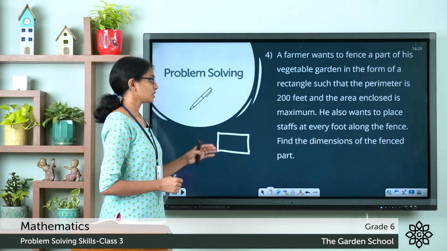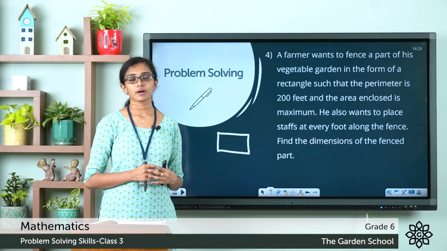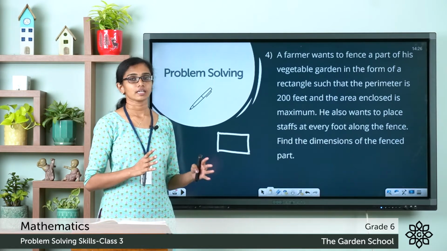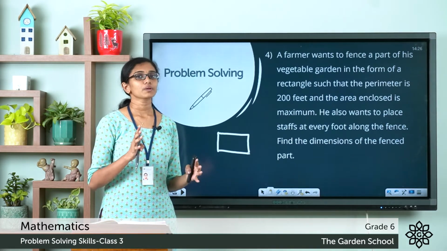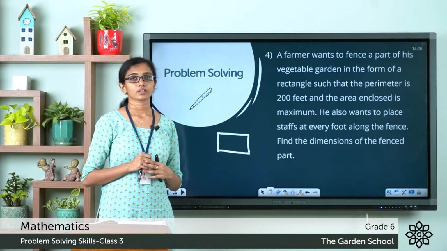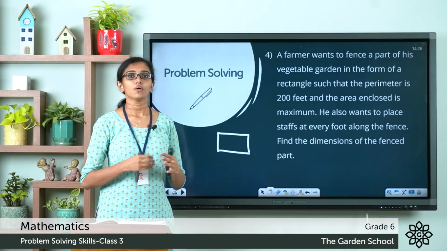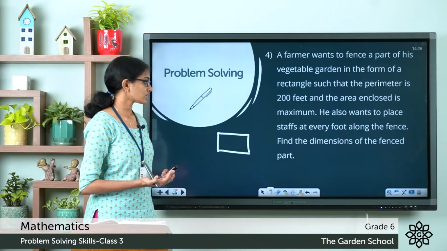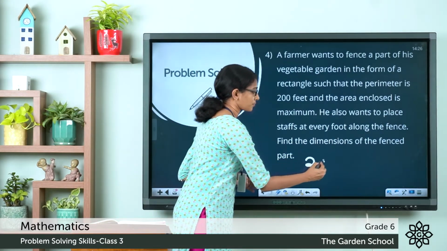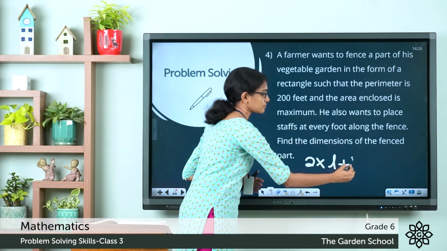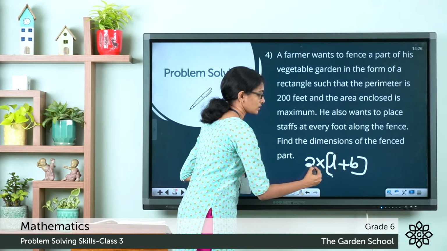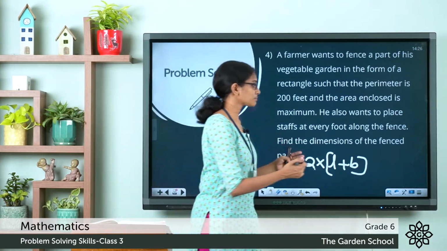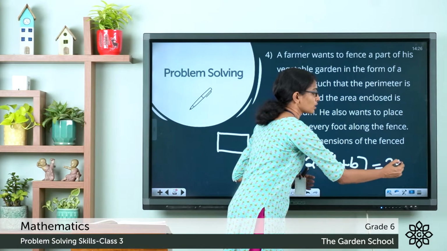Now, we have to find the dimensions of the fenced part. This means that we have to find out the length and breadth of this rectangular garden. We are given only the perimeter of the garden, which is 200 feet. Now, tell me what is the formula to find out the perimeter of a rectangle? It is equal to 2 times the length plus breadth of the rectangle. So, here the perimeter is given as 200 feet. That means 2 times the length plus breadth is equal to 200 feet.